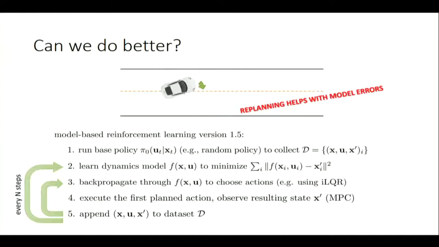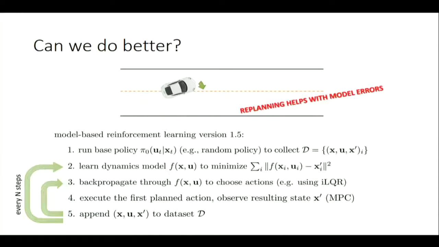Yes? So you retrain the model every new data point you get? No, you replan your actions every data point you get. And you can retrain your model every single time step, but you don't have to. This is why it says every n steps. Is that backpropagation step expensive? Well, this is, for example, iterative LQR, or Monte Carlo tree search. So the answer is, yeah, it's expensive.